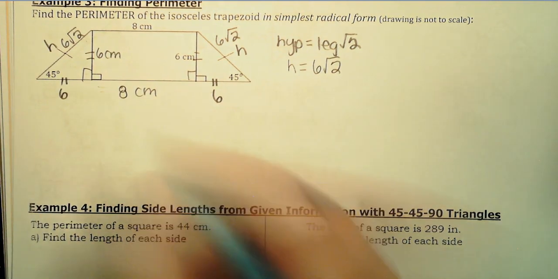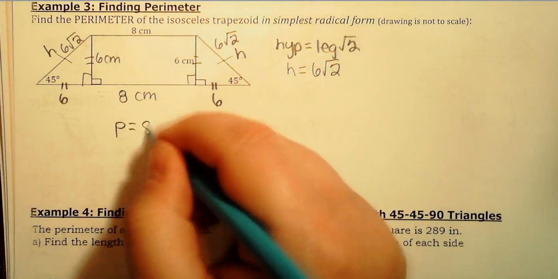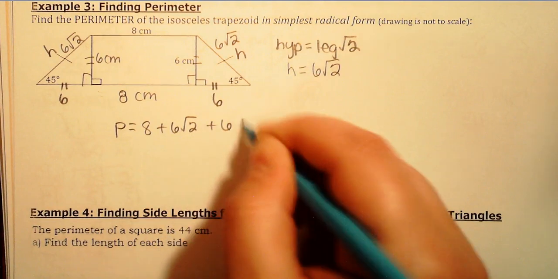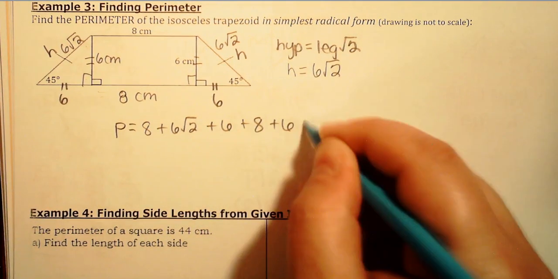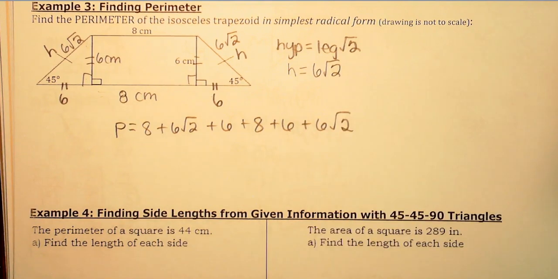Okay, now to do our perimeter, we're just going to add up all the sides. Just make sure you don't skip anything. So I'm just going to start at the top and go around. I've got 8, and I have a 6 radical 2. I have a 6, I have another 8, I have a 6, and I have another 6 radical 2. Now, we're going to leave this in radical form. So I'm going to go ahead and add the numbers.